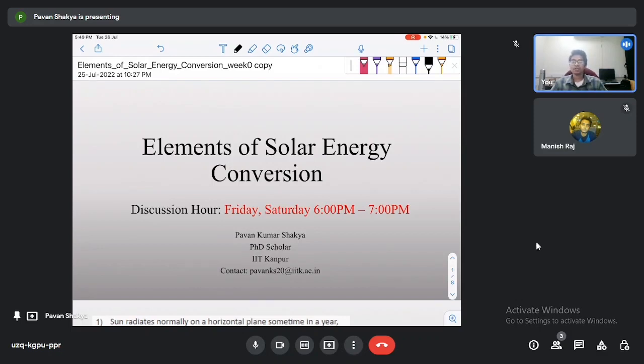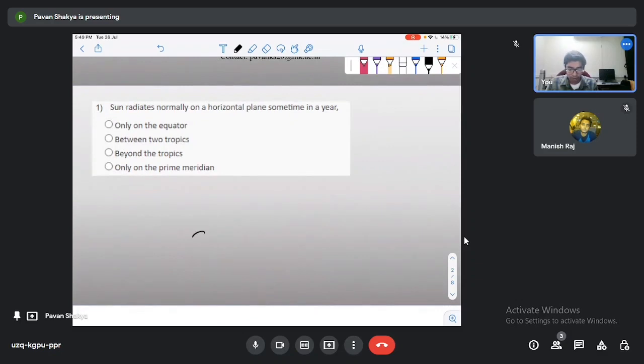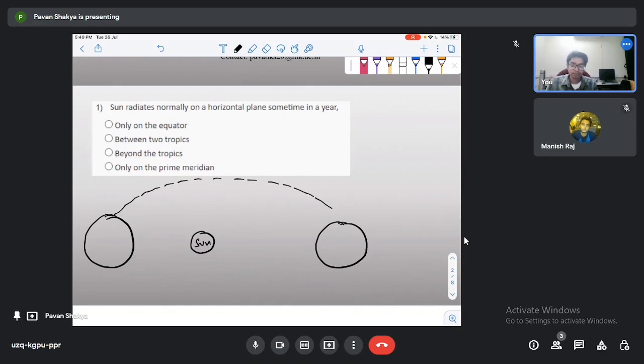Today, I will discuss the week 0 assignment. The first question of this assignment is: the sun radiates normally on a horizontal plane sometime in a year. So we will see this problem with a figure. Suppose this is the sun, and as we know, the earth revolves around the sun in an elliptical path.